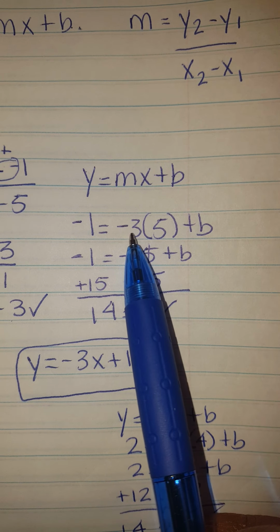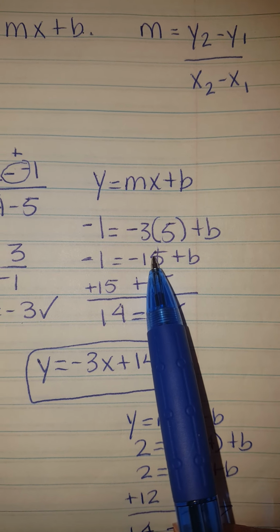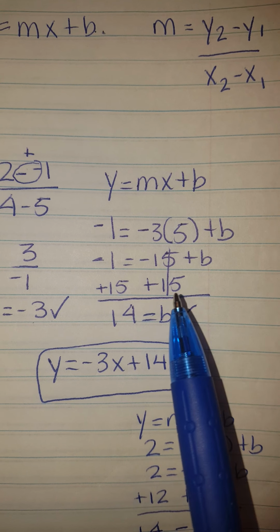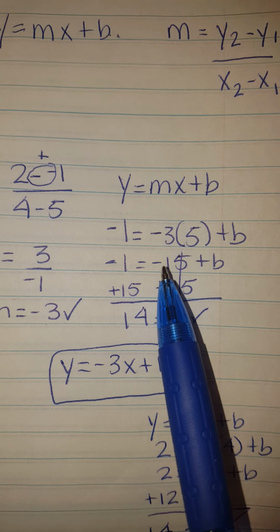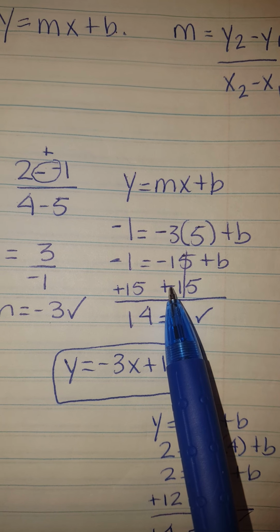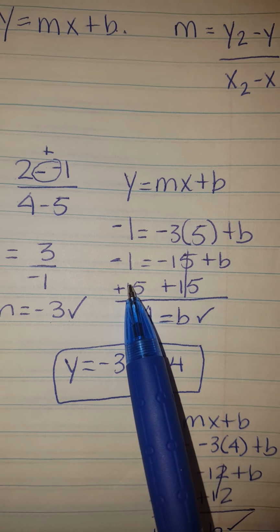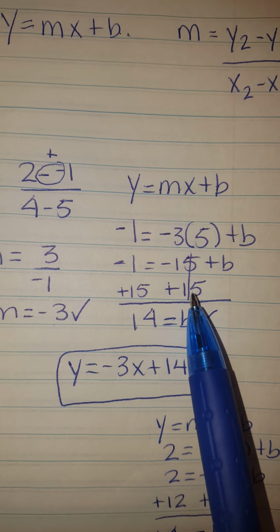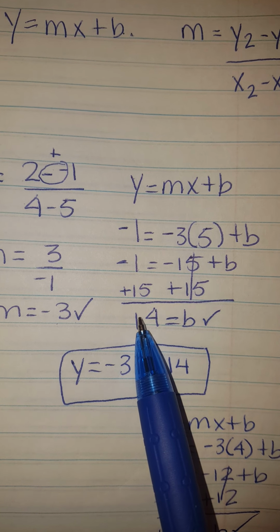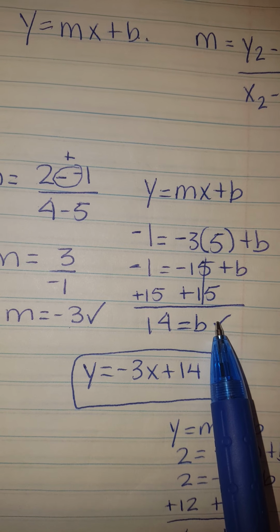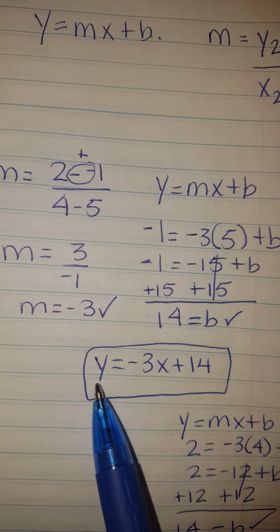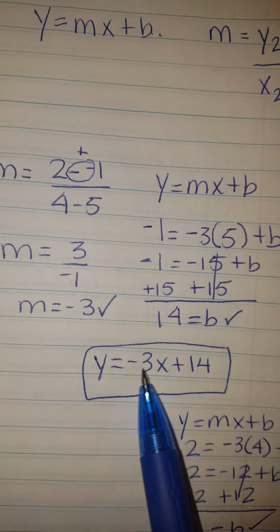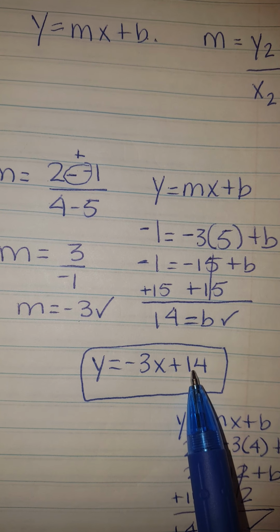Now when I did the math, -3 times 5 is -15. Everything else comes down. To get the b on the side by itself, I'm going to move the -15 by doing the opposite, which is adding it to both sides. The 15s will cancel. b is equal to 14. So now that I know that my y-intercept is 14, we found our slope is -3, and we have our equation in slope-intercept form, and we're done.